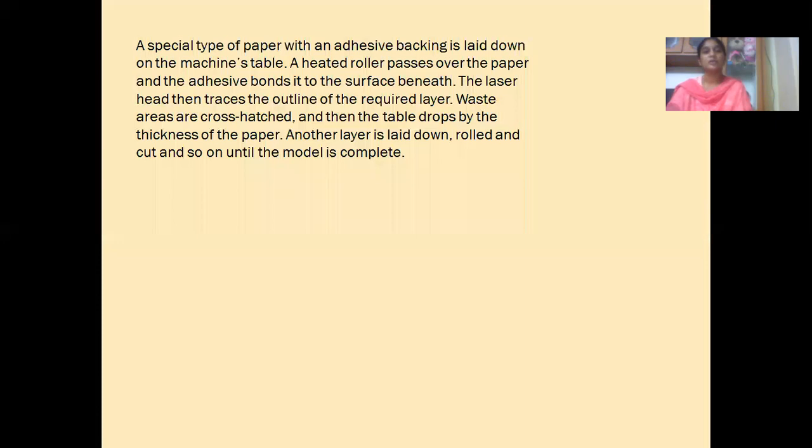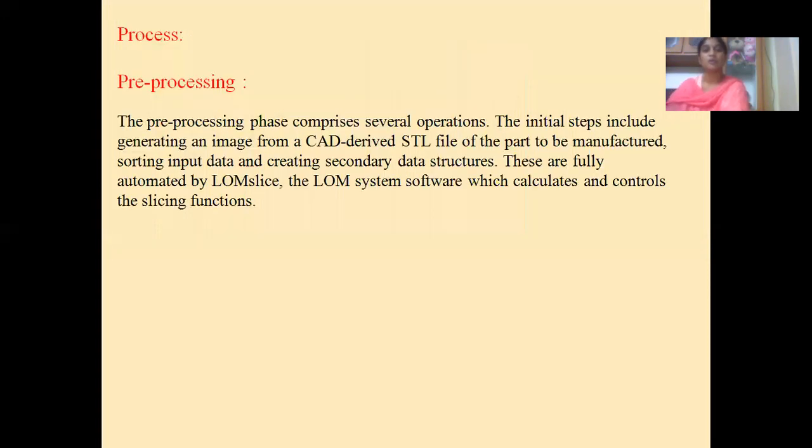Next, the adhesive backing is laid down on this machine using a heated roll that passes over the adhesive bonds, and the laser systems can also be directly integrated into the system. The processing phase comprises several operations.